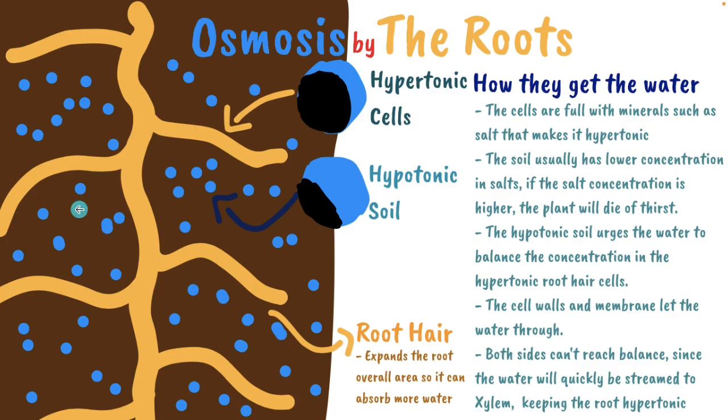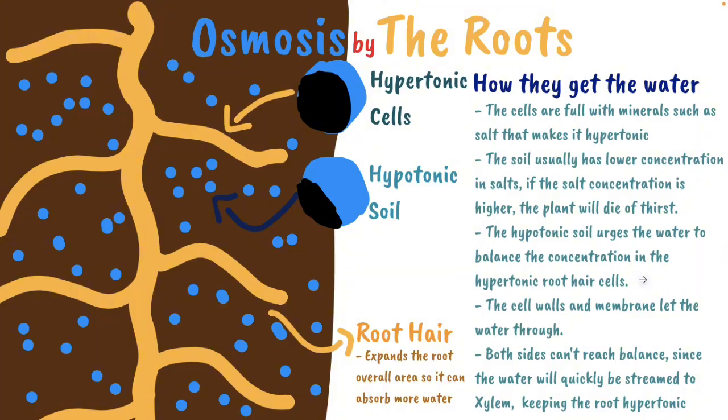Now, the roots also do osmosis. This is how they get water, because the hypertonic cells and the hypotonic soil are in one place. The cells are full of minerals such as salt, which makes them hypertonic, and the soil usually has a lower concentration of salts. If the salt concentration is higher, the plants cannot do osmosis, so they will die of thirst. This also explains why most plants cannot live on the beach. Now, the hypotonic soil urges the water to balance the concentration in the hypertonic root hair cells.